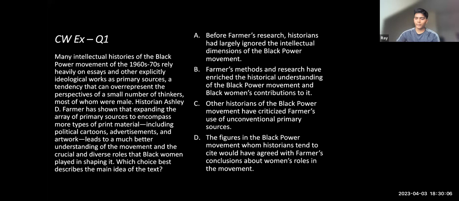The figure in the Black Power movement. I think it's B. The answer is B, as in B for ball, because of Farmer's method. Now, if you look at D, whether the figure in the Black Power movement, whom historians tend to cite, would have agreed with Farmer is not what this passage is talking about. The whole idea is Farmer is saying, please broaden your horizon, look into other sources, and you will see that black women made a significant contribution in the Black Power movement.